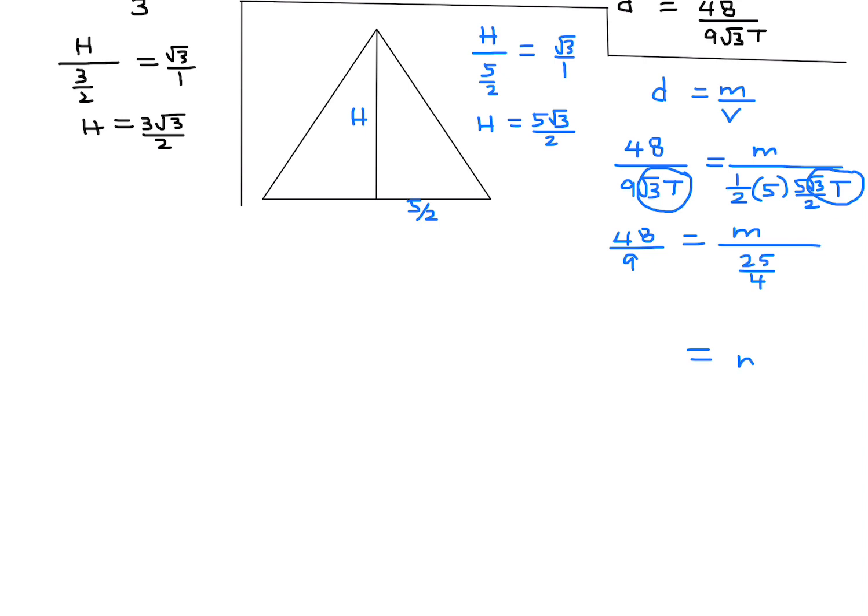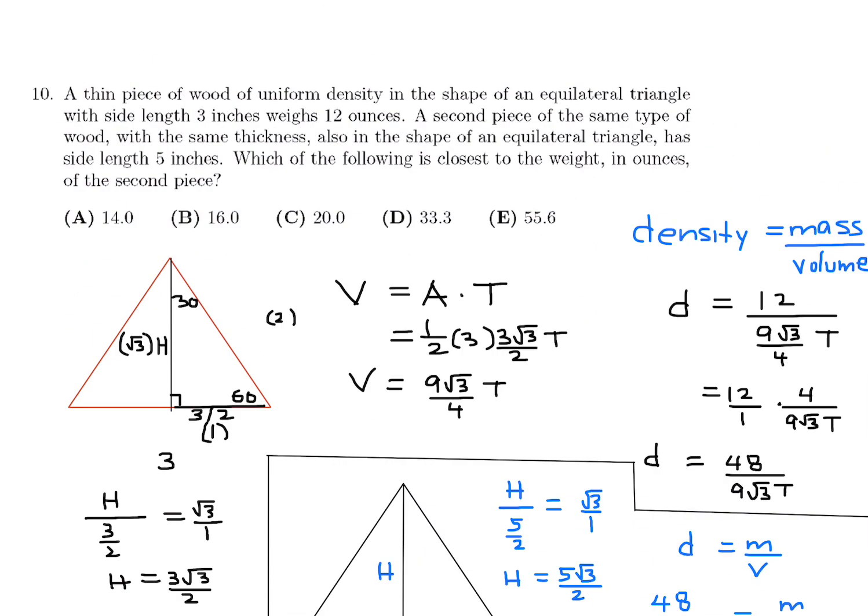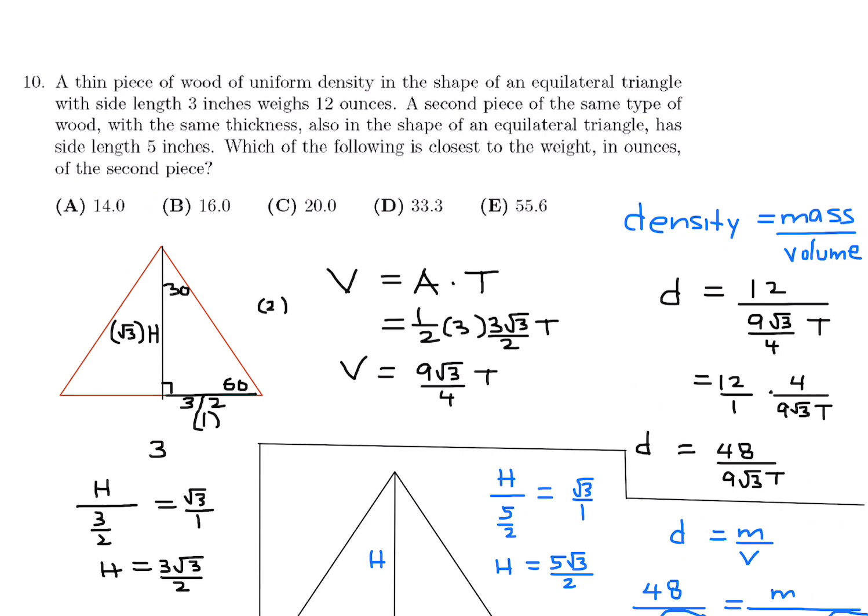Okay, cross multiply, and therefore m is 48 over 9 times 25 over 4, and therefore, if you use that cancellation, 12 times 25 is what, 300? 300 over 9, and 300 over 9 is what, 33.33, and then that's it. So m is 33.33, and therefore number 10, the answer is D.